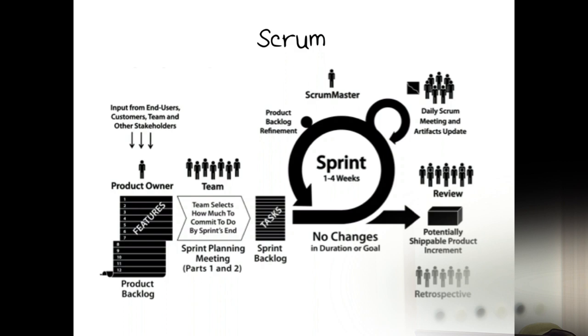Then the sprint starts. So no changes, either in the length of the sprint or what's going to be done in the sprint. Every day is a daily scrum. We'll talk about what happens at that daily meeting. And the team might work a little bit on trying to better understand the product backlog.